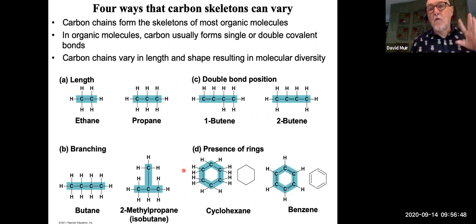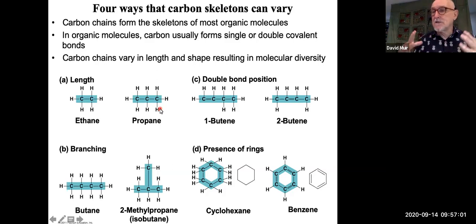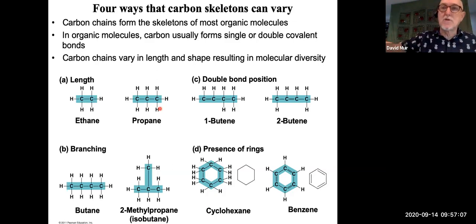And there are 4 principal impacts, 4 principal things that we will notice. First of all, we can change the length. We can add more carbons in the chain. And in biological systems, we often have enormous molecules with hundreds, if not thousands, of carbons joined together.